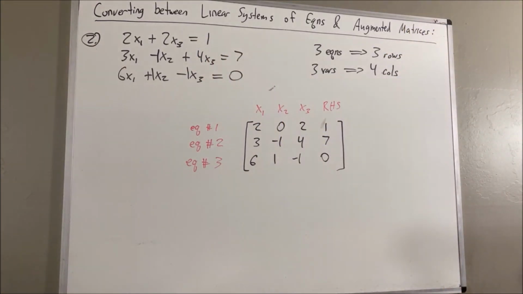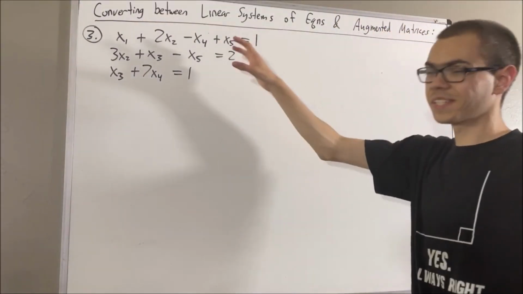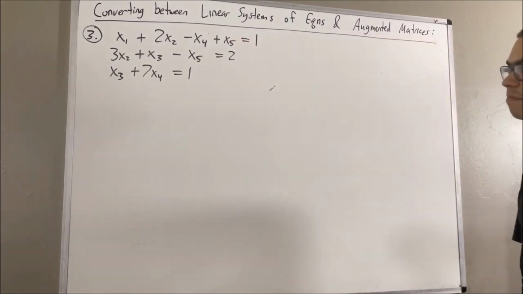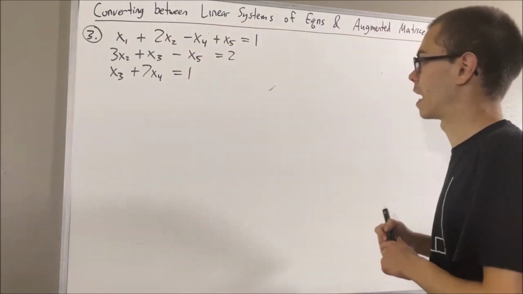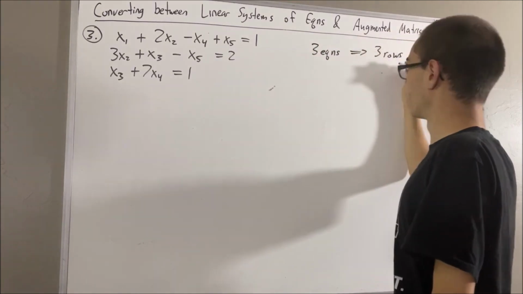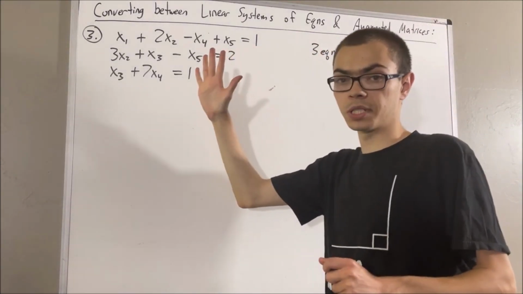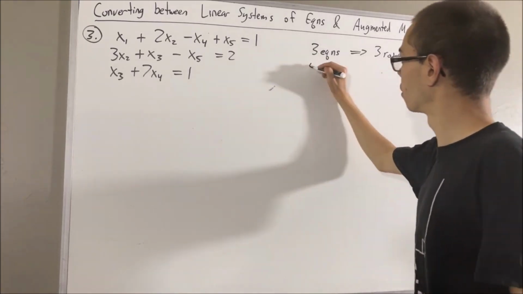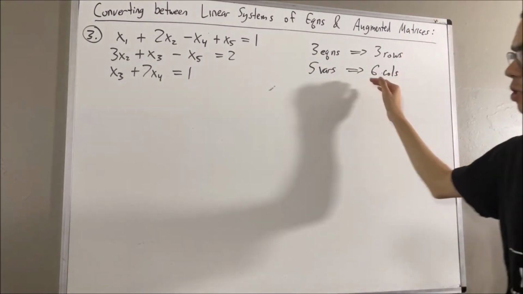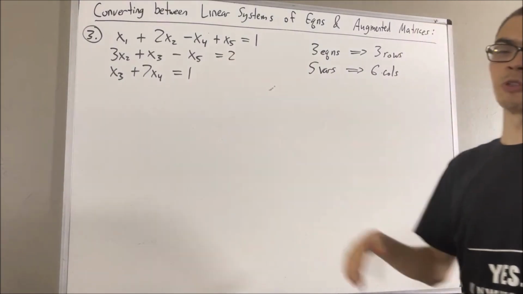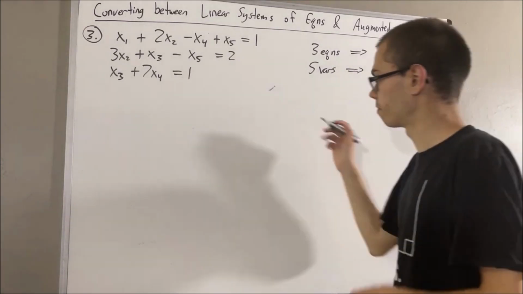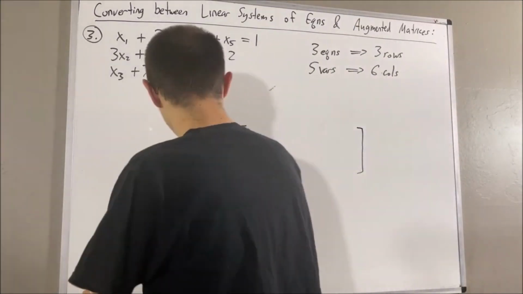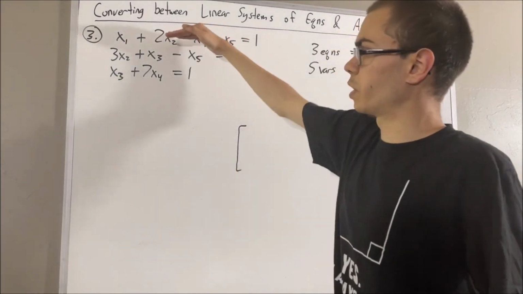Right, so now let's move on to our next example. Convert this linear system into an augmented matrix. Now to start, we know that since we have 3 equations, we have 3 rows in our augmented matrix. And since we have 5 variables, we're going to have 6 columns. Right? The extra column is reserved for the numbers we have on the right-hand side. So really, let's construct a matrix with 3 rows and 6 columns. The 3 rows of our matrix correspond to the 3 equations.